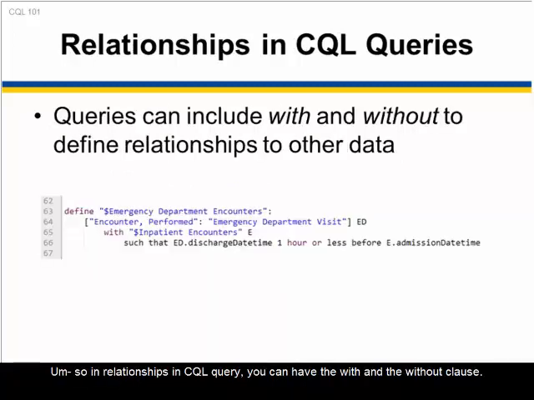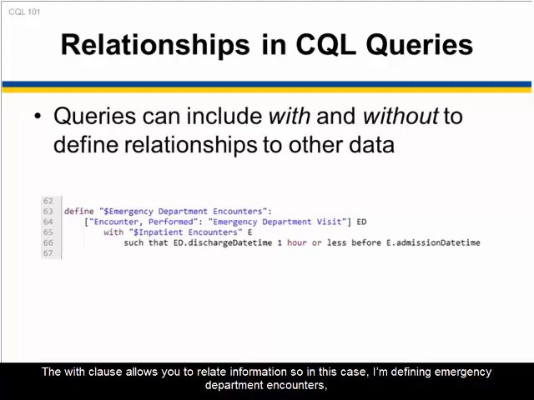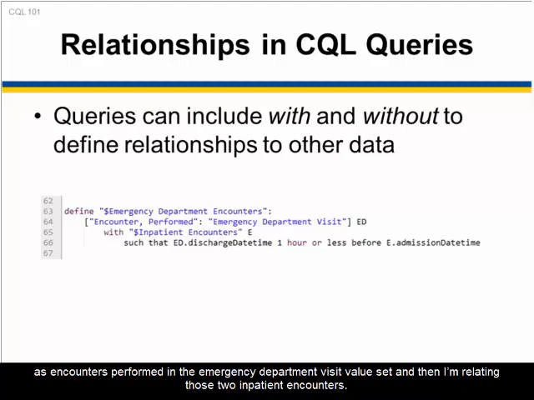So, relationships in CQL queries. You can have a with and a without clause. The with clause allows you to relate information. So in this case, I'm defining emergency department encounters as encounters performed in the emergency department visit value set. And then I'm relating those to inpatient encounters.